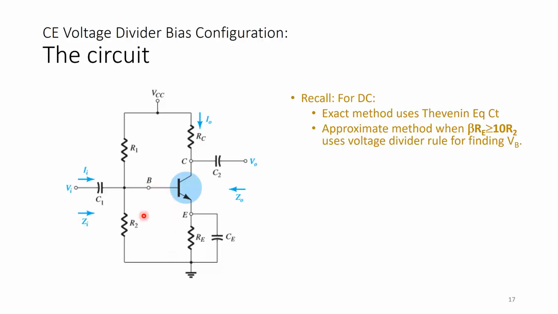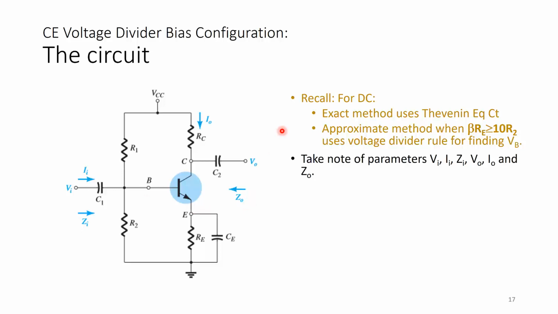In fact, compared to the current that goes through R2, you can say that it will not draw any current. So all the current will go through R2, which means R1 is in series with R2, and you can use the voltage divider rule to calculate the bias voltage VB. I'm going very fast here because this has been covered in the DC analysis section. I'm just repeating it because we're going to use it later in the next slides when we do examples.